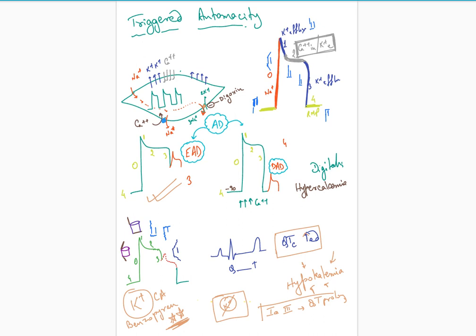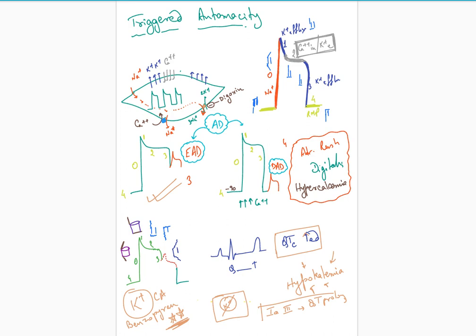So you see these are conditions in which the cell is getting loaded with calcium. One situation is hypercalcemia, one situation is digitalis toxicity, and one situation is an adrenergic rush. Understood or not? Yes sir. Oh, finally understood.